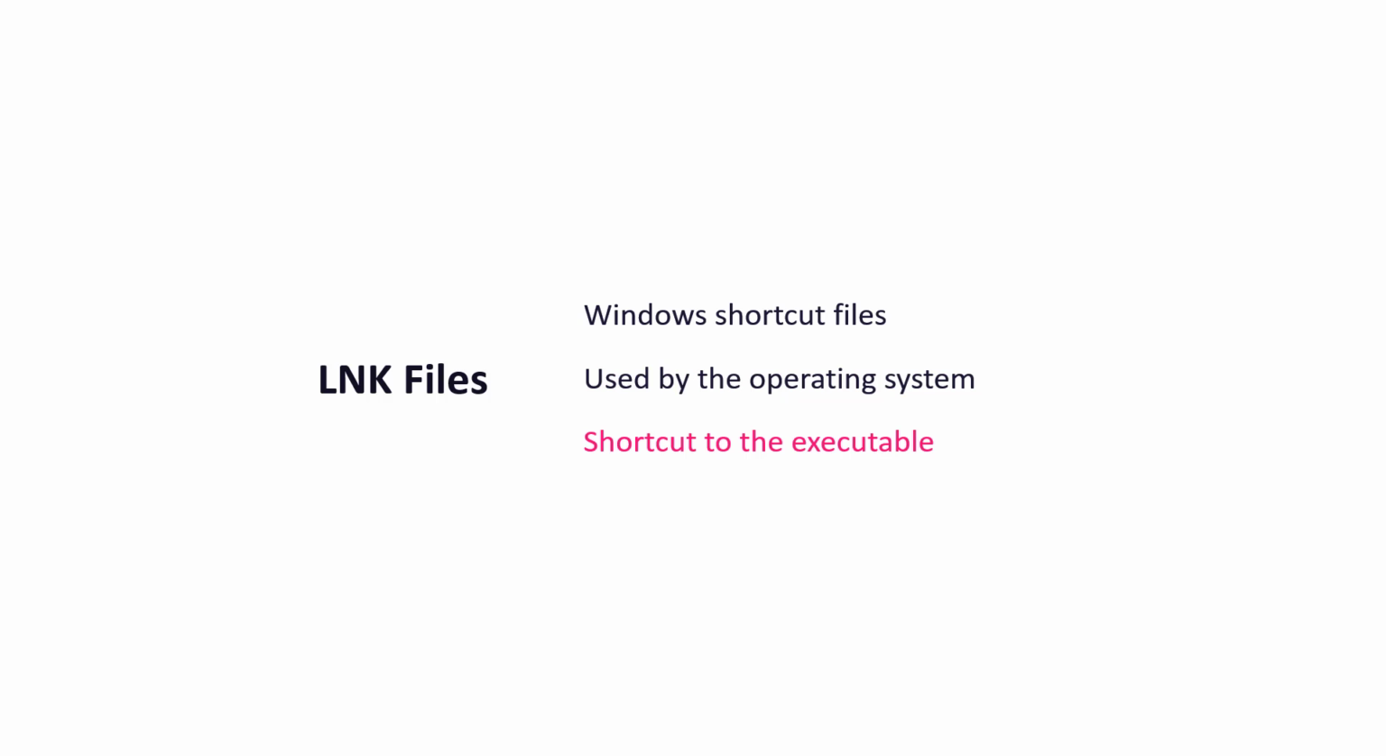Link files, also known as LNK files or Windows shortcut files, are typically files that are created by the Windows operating system automatically whenever a user opens their files, for example. These files are used by the operating system to secure quick access to a certain file. Link files are shortcut files that point to an executable. The shortcut files are used as a direct link to an executable file.